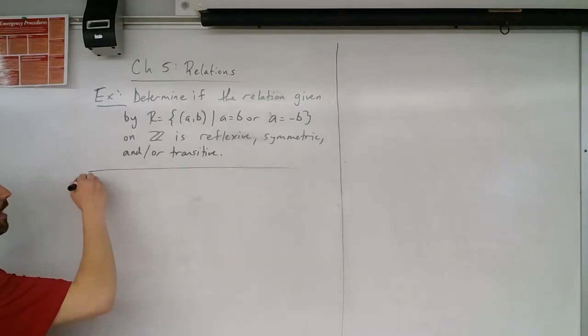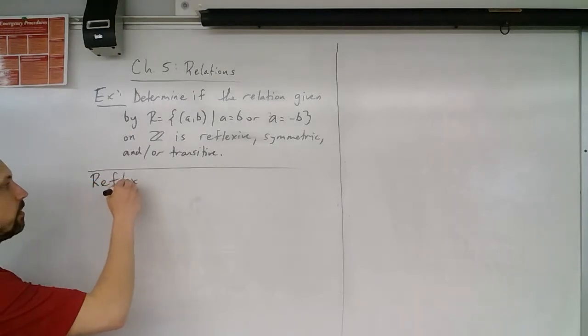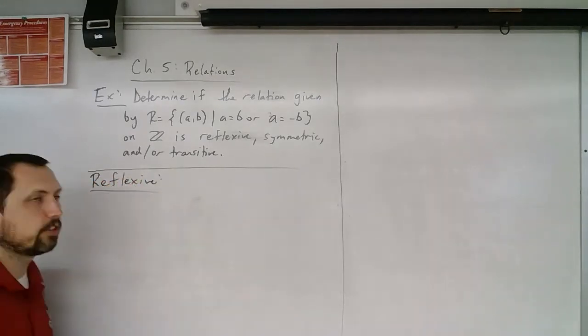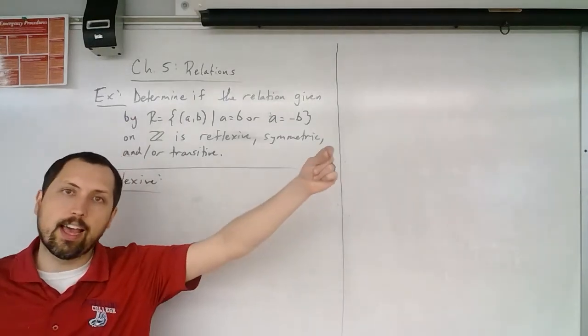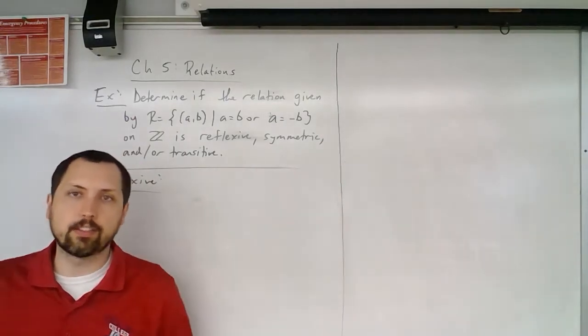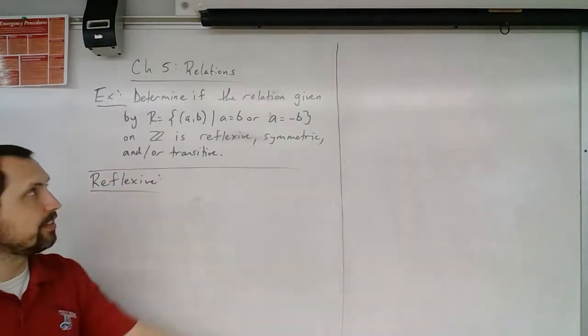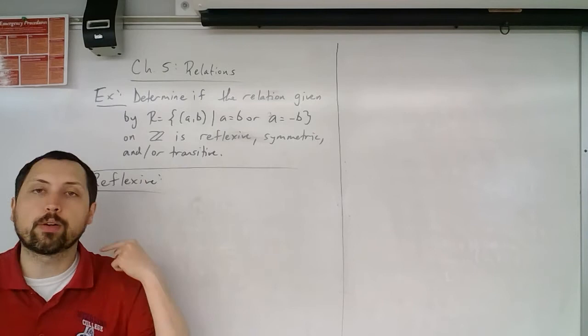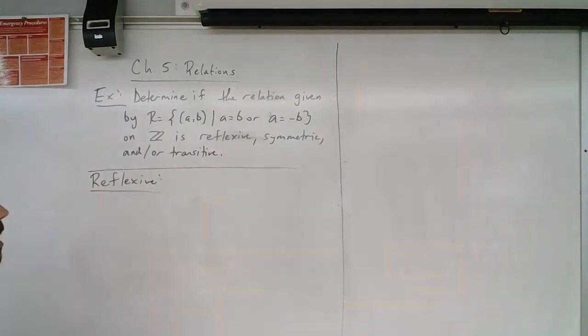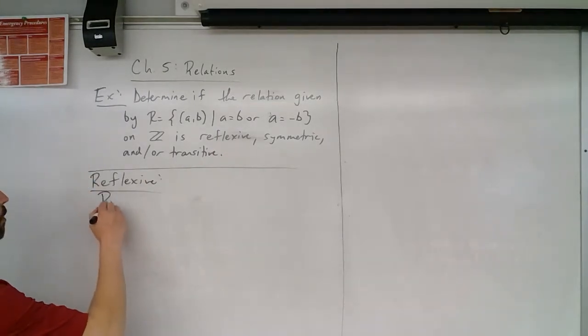So let's look at reflexive. We ask ourselves, for every integer, does it equal itself or does it equal the negative of itself? Well, since this is an or statement, again, one of them just has to be true. So we're thinking that yes, this is going to be reflexive. So we have our proof of what this looks like.